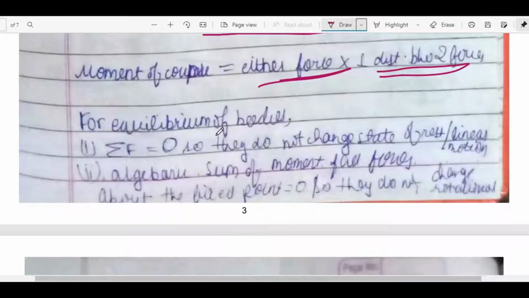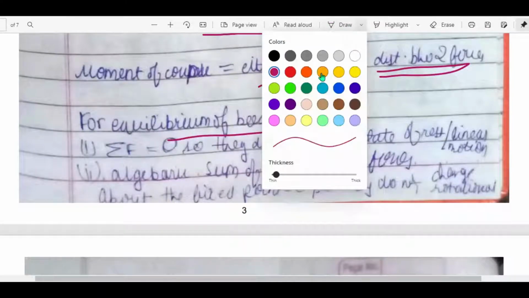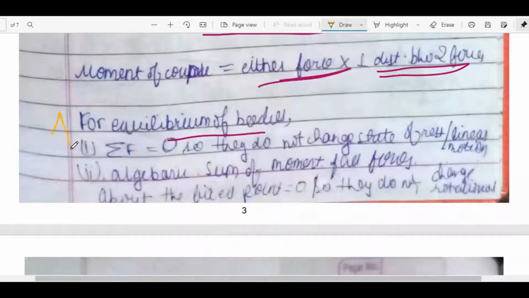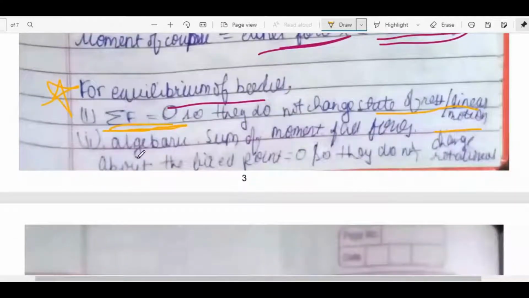Next, let's talk about equilibrium of bodies. This is also a very important question. I think you should put a star mark for this. So if the algebraic sum of all the forces applied is equal to 0, they do not change the state of rest or linear motion. And if the algebraic sum of moment of all the forces about the fixed point is equal to 0, they do not change the rotational state of the body.